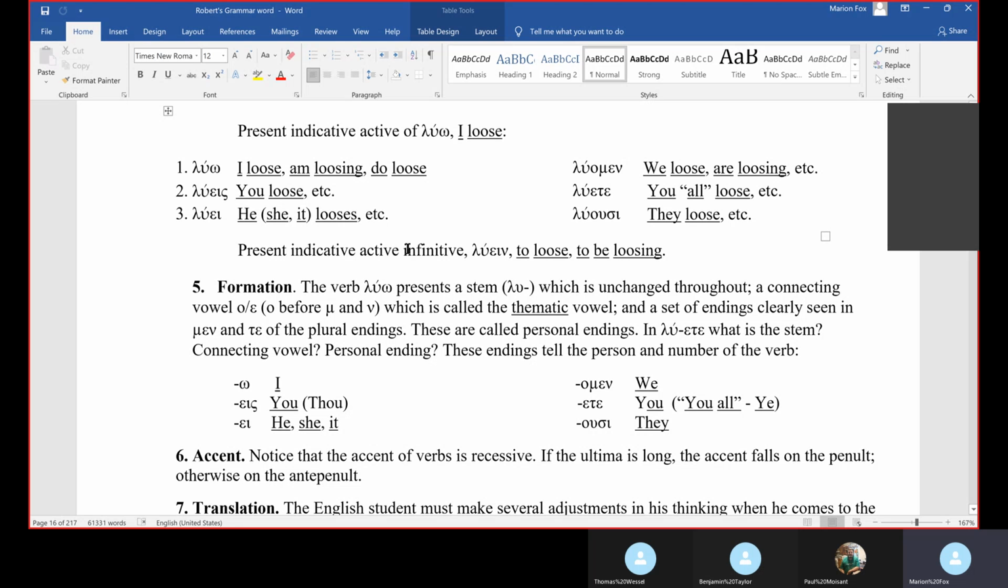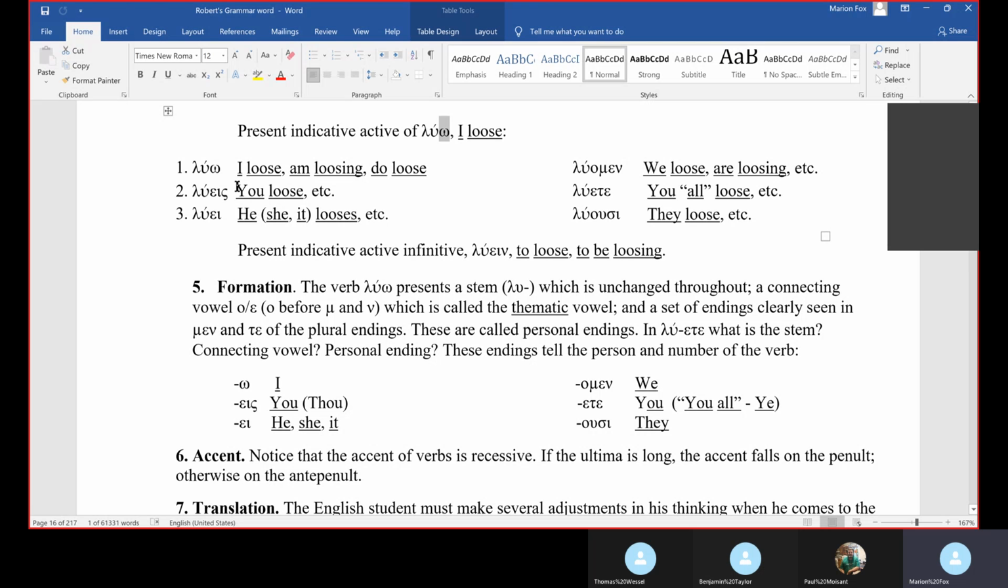So we have a stem, and I've highlighted it here on the screen. Lu, lambda upsilon, lu, and that's your stem. And then the ending here is o, omega, luo, luo. It's two syllables, luo. And so that is the part that I've highlighted here. The omega is basically a pronoun, the first person pronoun, I loose. That's how that would be translated.